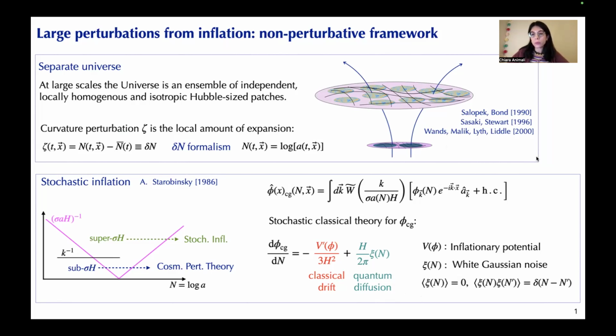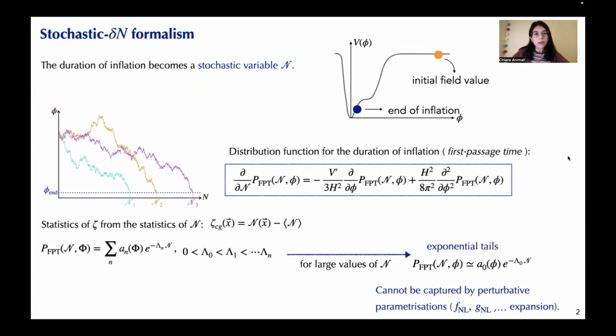Now, if we use the stochastic inflation framework to describe the amount of expansion in those patches and also their statistical properties, then this gives rise to the stochastic delta N formalism, where the duration of inflation in those separate universe patches becomes a stochastic variable that is usually denoted with this calligraphic N. So in practice, the idea is that if we start from a certain initial field configuration, we can have different realizations with different durations because of this quantum diffusion, and therefore the duration of inflation is not deterministic anymore, but is stochastic.